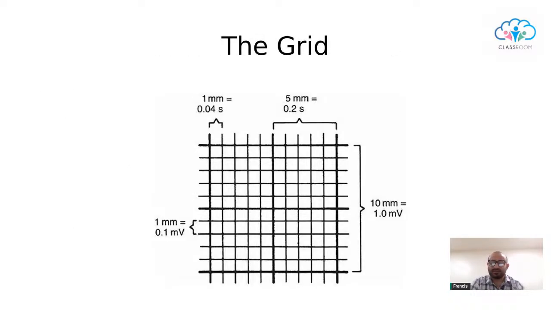This is how a grid on an ECG strip will look like, assuming that the speed is 25 mm per second. Each small box horizontally will measure 0.04 seconds, and each small box vertically measures 0.1 millivolt.